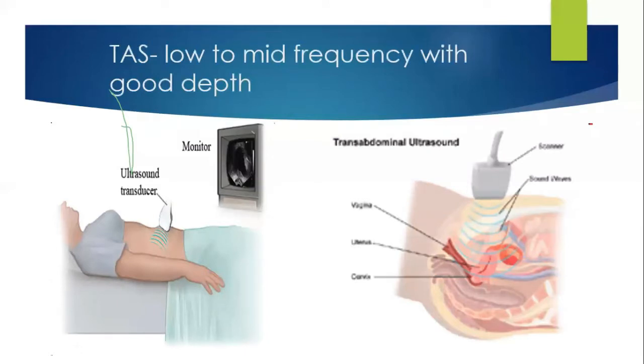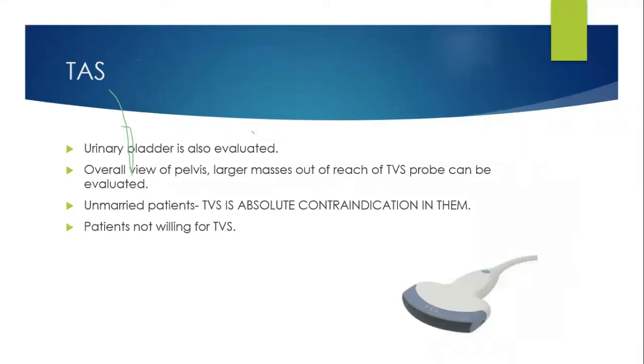We should always begin with a TAS, that is transabdominal ultrasound. For this we use a curvilinear or convex probe, which, as I told you, is a mid to low frequency probe but has good depth. When you are scanning the abdomen or pelvic area, remember that we need a full bladder, which acts as an acoustic window through which we can see the uterus and the adnexa. A full bladder is a must for transabdominal ultrasound.